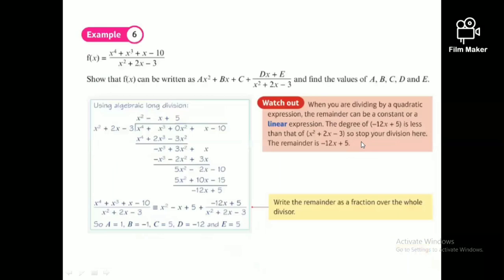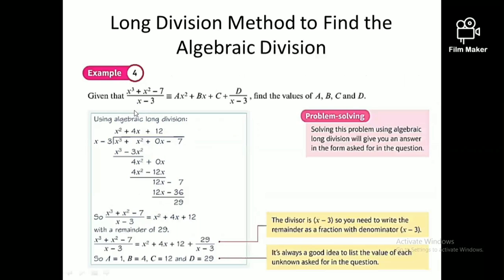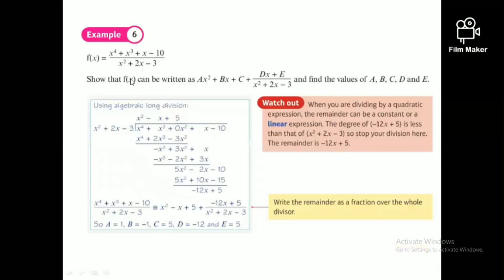Right. Let's move to the next question. Here what you need to do is divide x to the power 4 plus x cube plus x minus 10 by x squared plus 2x minus 3. In our previous question we just multiplied with a linear term. Now we come up with a little bit of advancement, that is a quadratic term. The power 4 term has to be divided by the quadratic term x squared plus 2x minus 3. We use long division to do this.